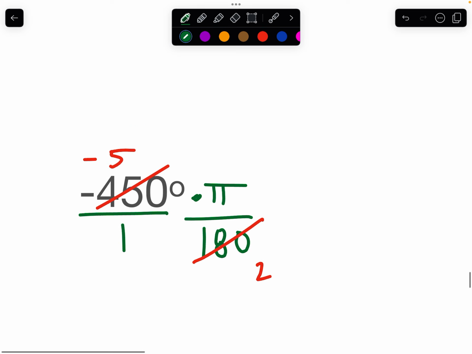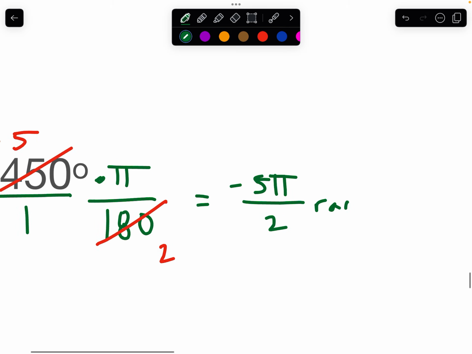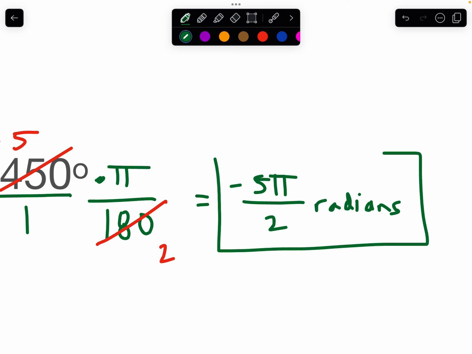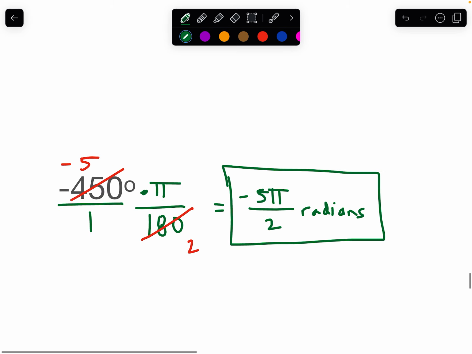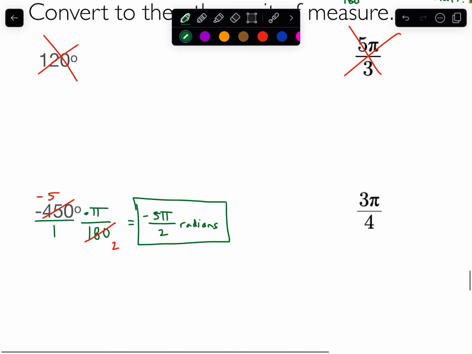Now when I multiply straight across, I'll have negative 5 pi on the top, and on the bottom, 1 times 2 is 2. And I can't simplify that fraction anymore. When we give angles in terms of radians, we often like to leave them in terms of pi instead of calculating them as a decimal, which would have to be rounded. So negative 450 degrees is equivalent to negative 5 pi over 2 radians.